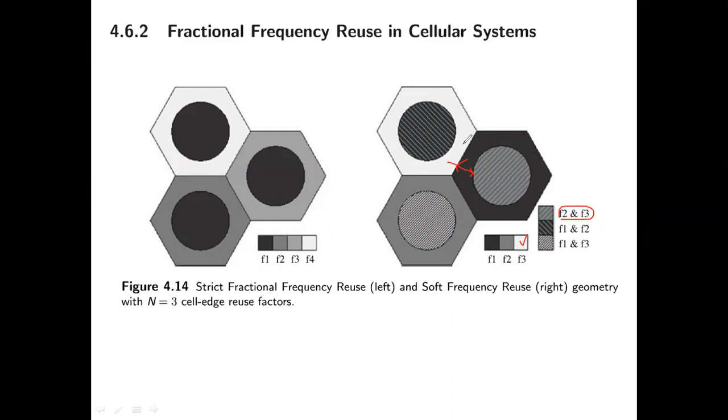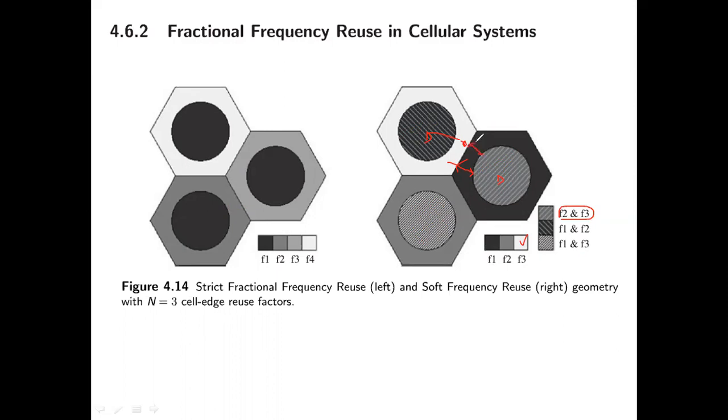Say there is a user here. He is getting the actual information from this tower, and he is going to get some interference from this tower also, but you can see the distance is maintained. There is some distance that is being maintained.